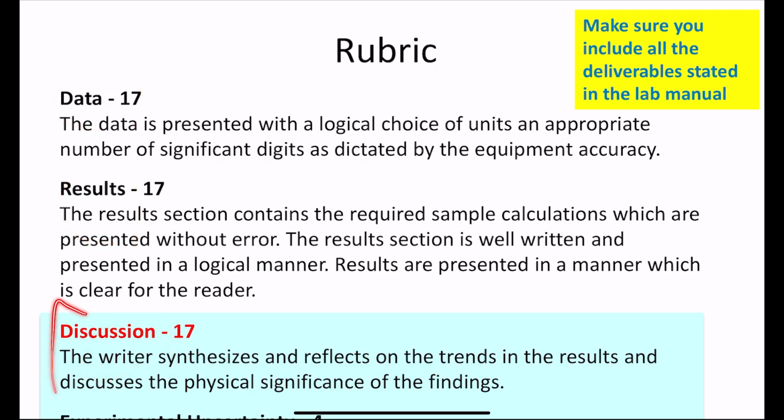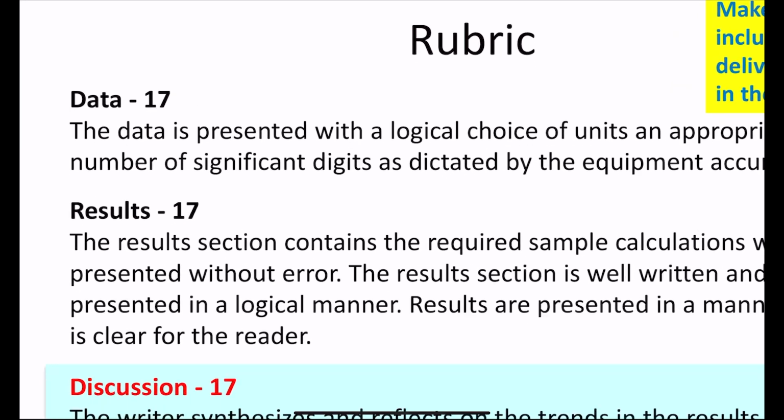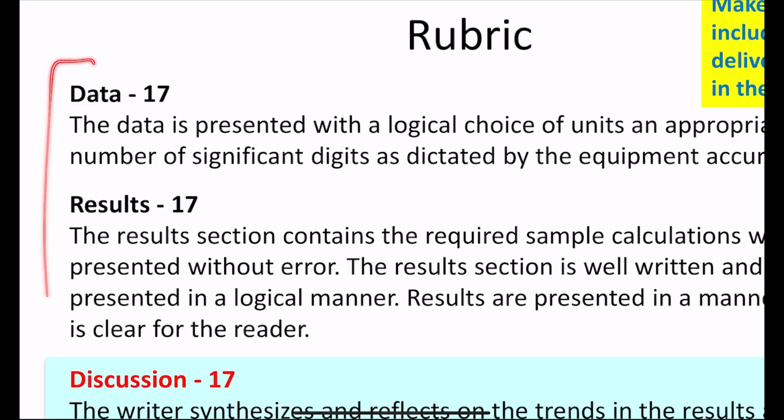So discussion is slightly different, but students might think, hey, what's the difference between data and results? And I also agree with that. What's the difference between those two? So when I am grading these, I'll consider it like this. So the data section is more like raw data, unprocessed data, okay? And results are something you extract from those.